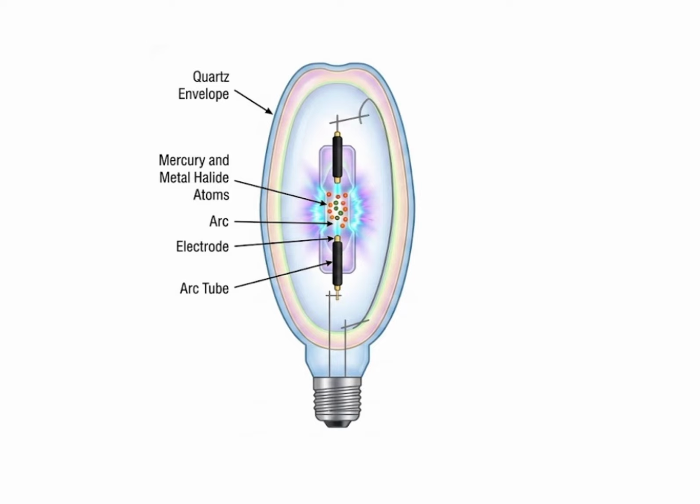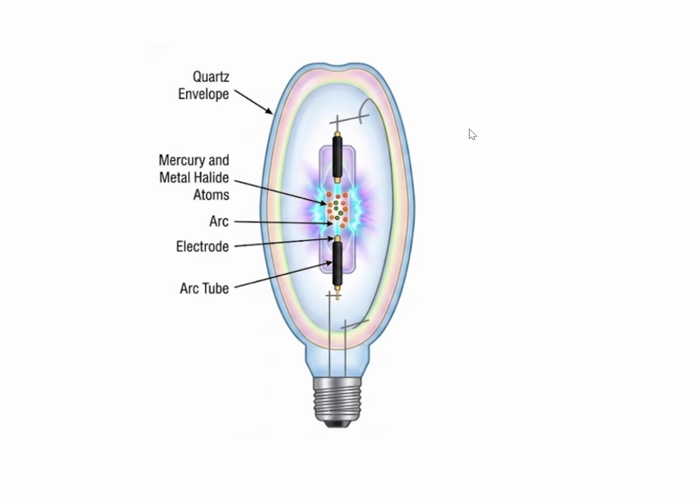It withstands high temperatures and protects the inner components from the environment. Next is the arc tube. It's a small quartz tube located inside the lamp that contains mercury vapor and metal halide compounds. This is the region where light is generated.